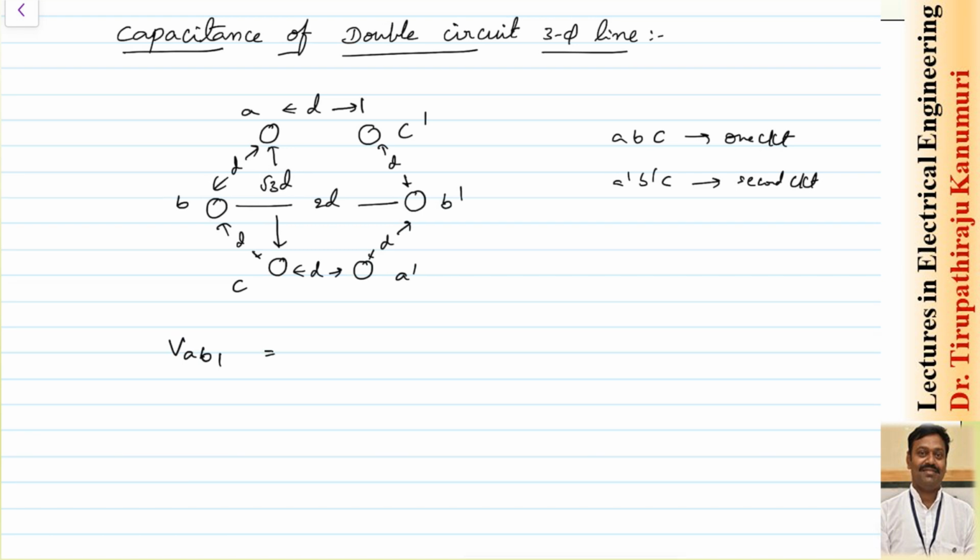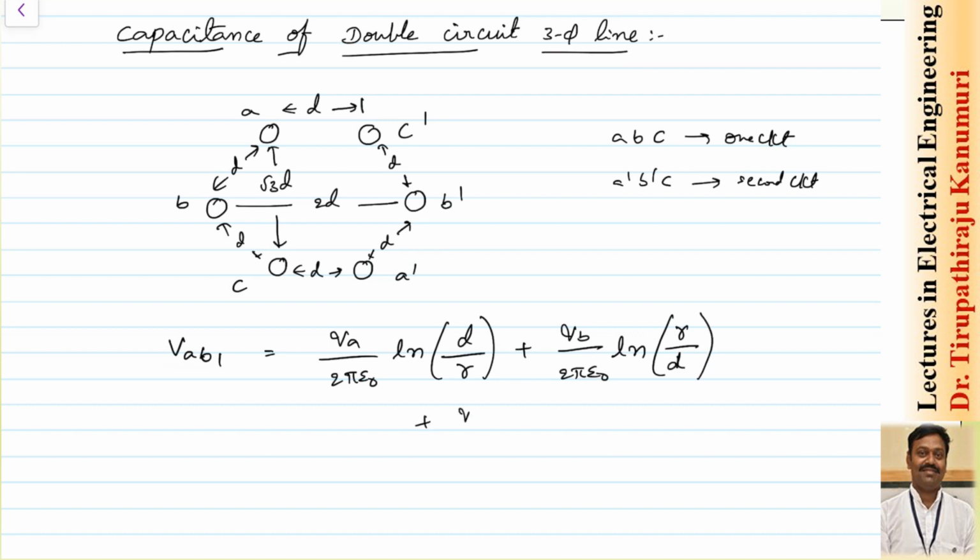So VAB due to the first set of conductors will be QA divided by 2 pi epsilon naught into ln of, as we are moving from B to A, B is making a distance of D, divided by the radius r of conductor A. Similarly, due to the second conductor, QB by 2 pi epsilon naught ln of, the distance of B with respect to B is the radius only, and the distance of conductor B with respect to A, because we have to move from B to A, is equal to d. Similarly, due to the third, this will be QC divided by 2 pi epsilon naught into ln of, where C is making a distance of D with respect to B and a distance of root 3 times D with respect to A. So this is due to the first circuit.